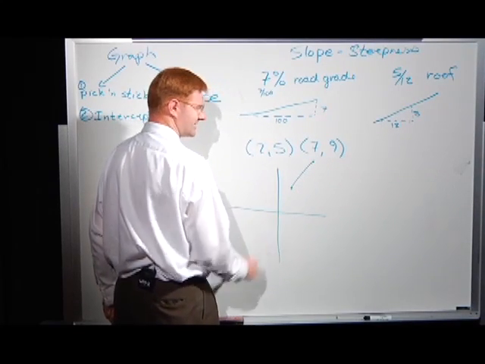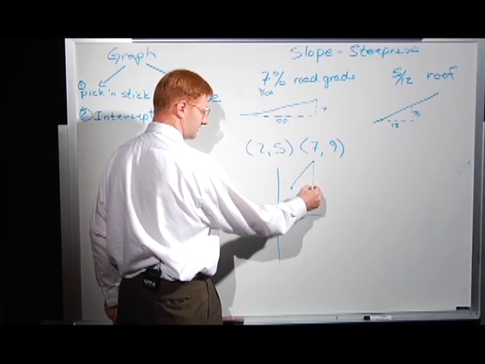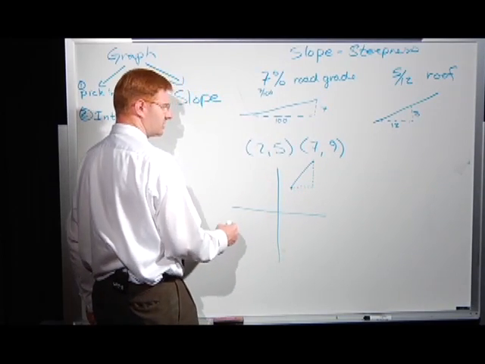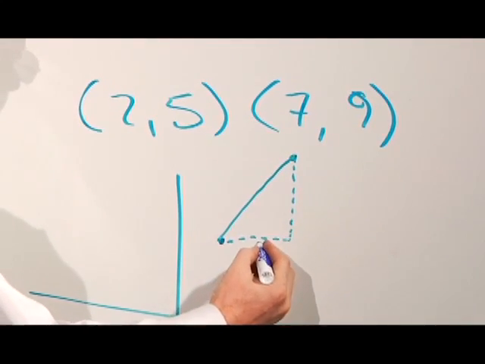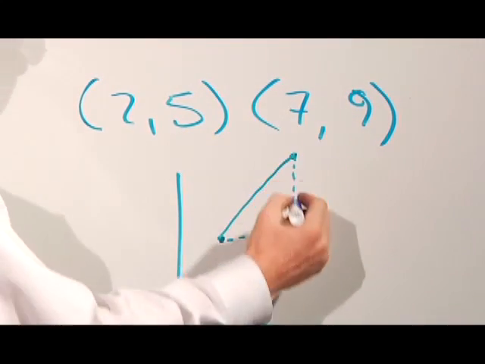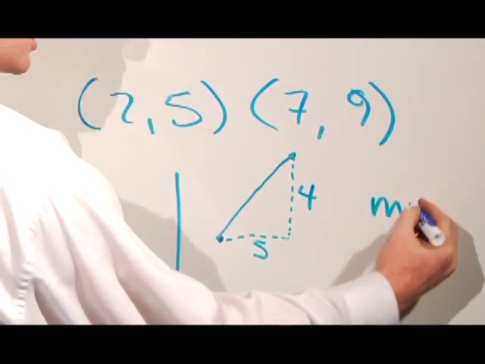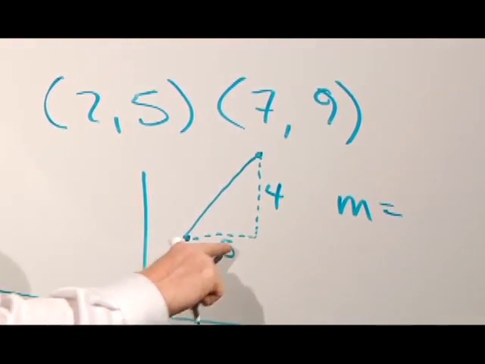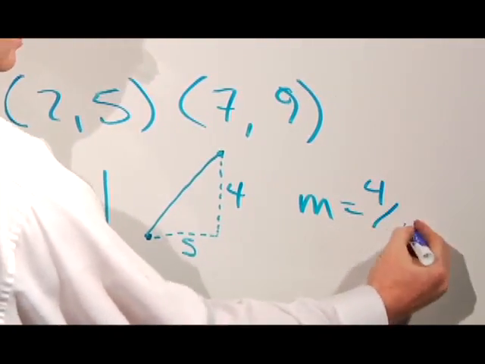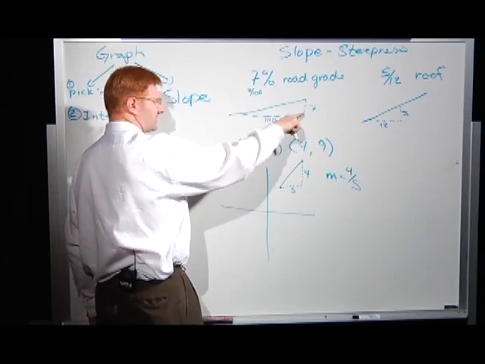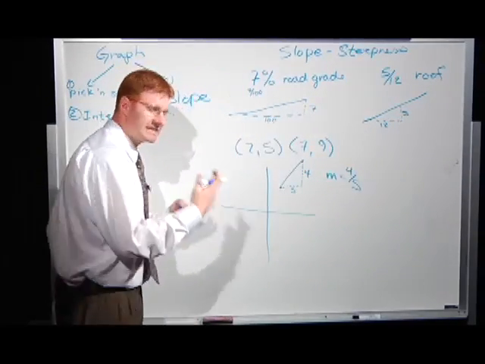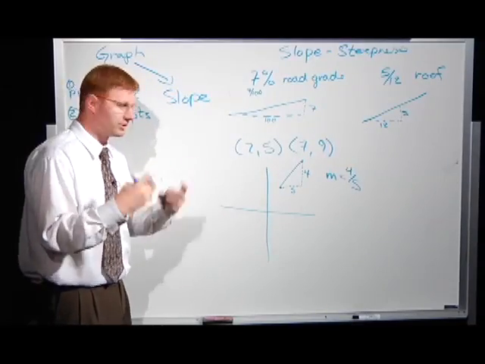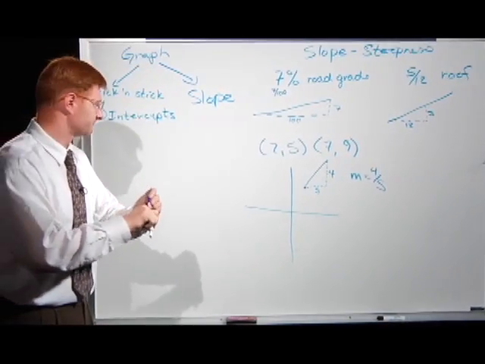If you're trying to find out how steep that is, you need to find out what that ratio is. From 2 over to 7 is 5. From 5 up to 9 is 4. So the slope is 4 over 5. It just matches exactly what this is: 7 over 100, 5 over 12. So they get the idea of rise over run more than a formula that just drops out.